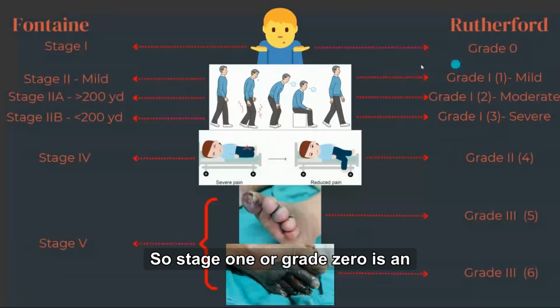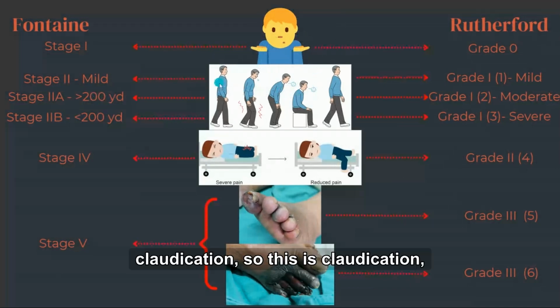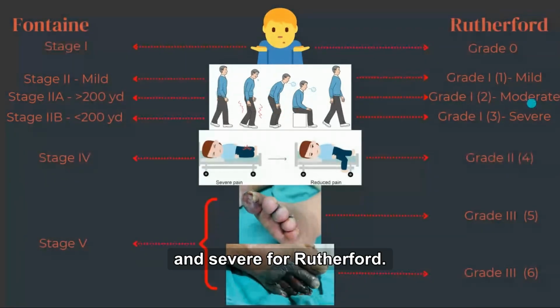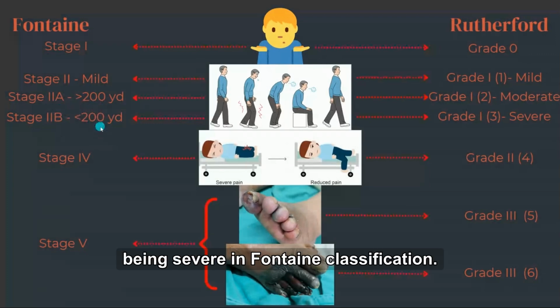So stage 1 or grade 0 is an asymptomatic person. And then the claudication: you walk, oh, got pain, stop, start walking again, it gets better. That's mild, moderate, and severe for Rutherford, and they've given a distance on it, so more than 200 yards or less than 200 yards being severe in the Fontaine classification.